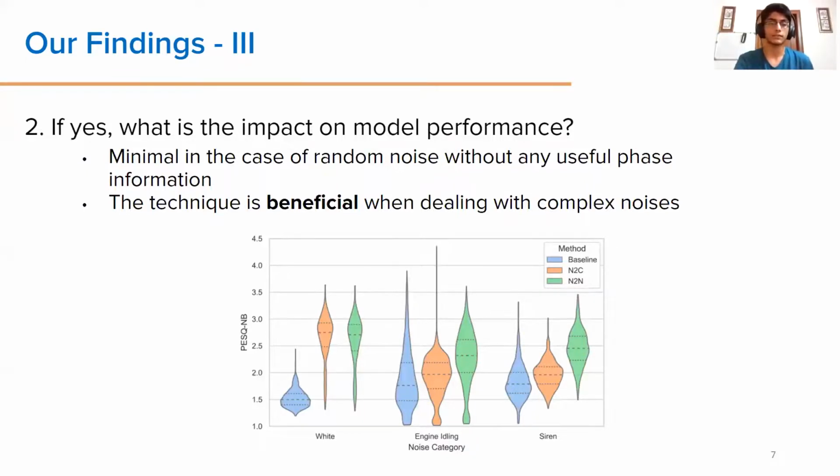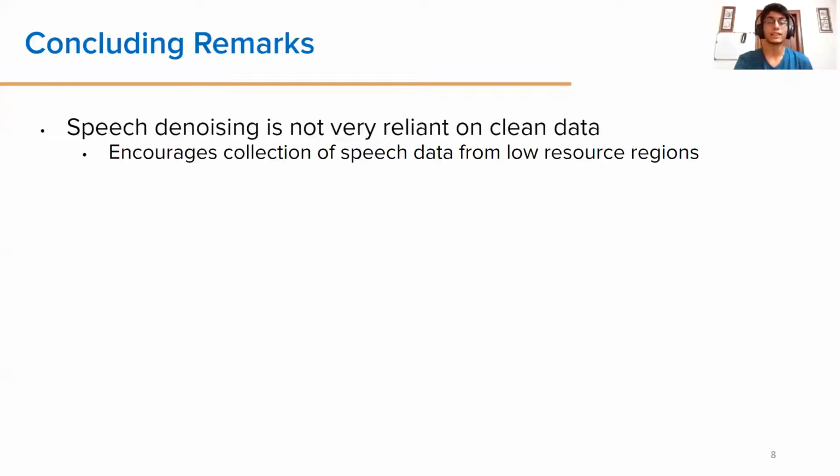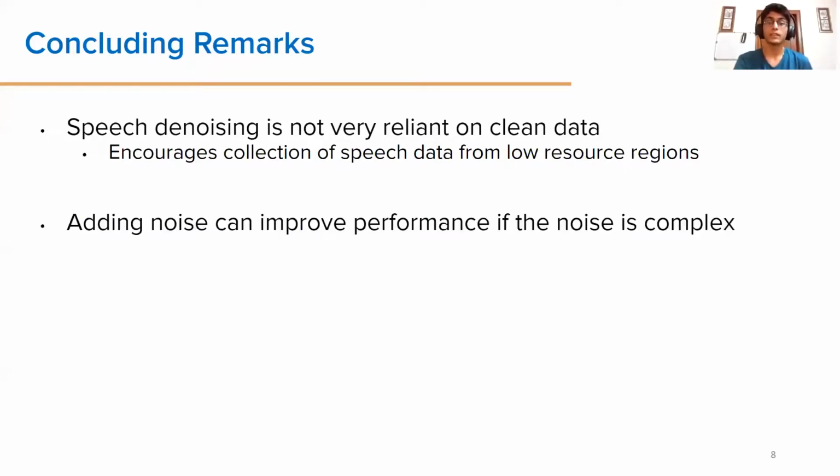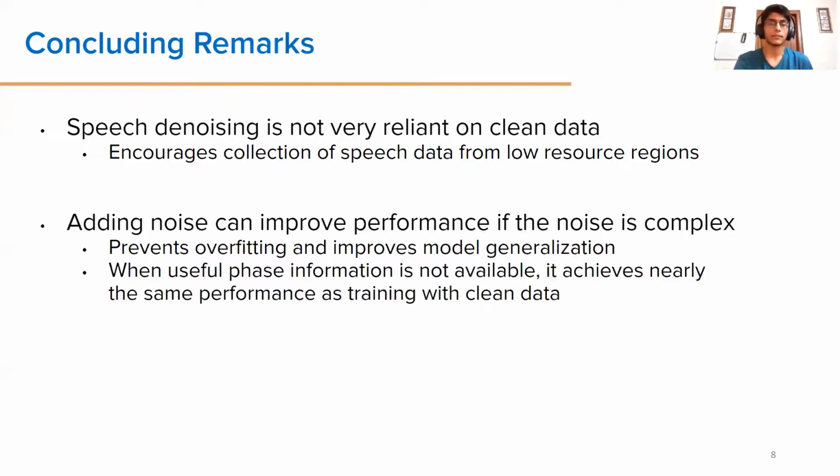And so to conclude, speech denoising is not reliant on clean data when we're using deep neural networks, and this encourages the collection of speech from low resource languages. Adding noise can improve performance if the noise is complex, and prevents overfitting and thereby improves our model generalization ability. When the useful phase information isn't available, it still manages to achieve nearly the same kind of performance as you would get when you train with clean data.